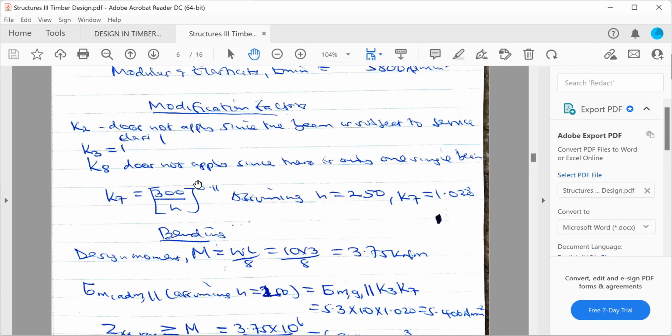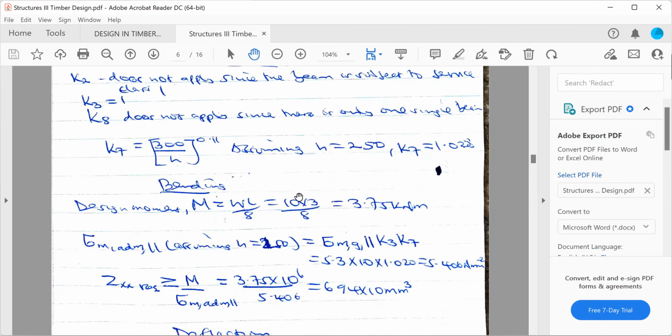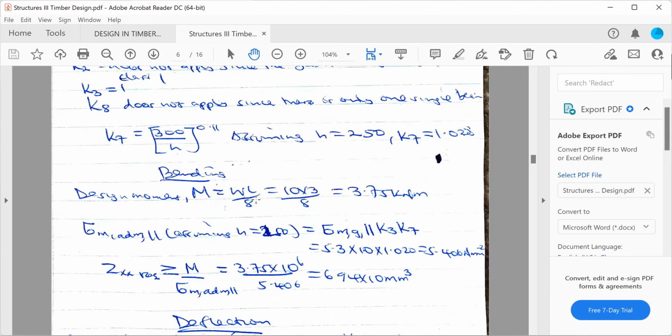If I calculate from the calculator, substituting H with 250, I find my K7 is equivalent to 1.020. After finding the K factor, we go to bending. In bending, we start with design moment. Like I told you in the previous lecture, design moment refers to the moment which is brought about by the external loads being applied on our beam.